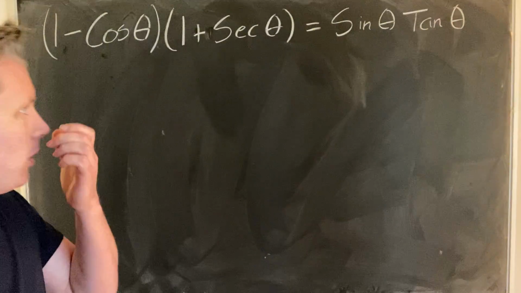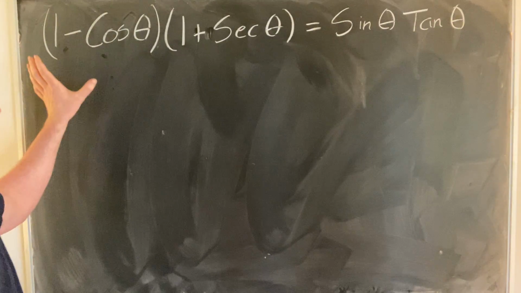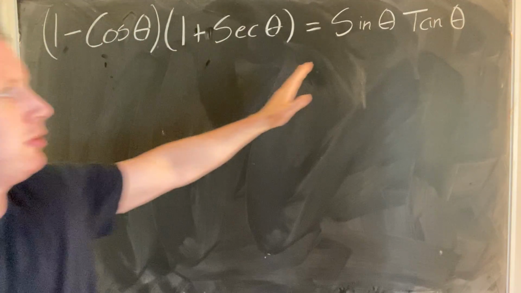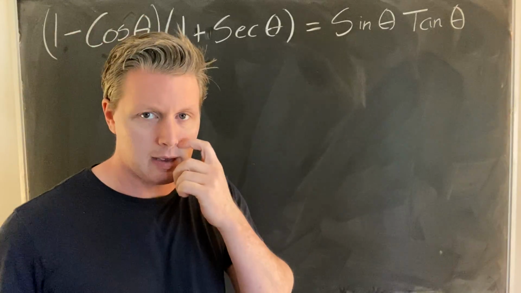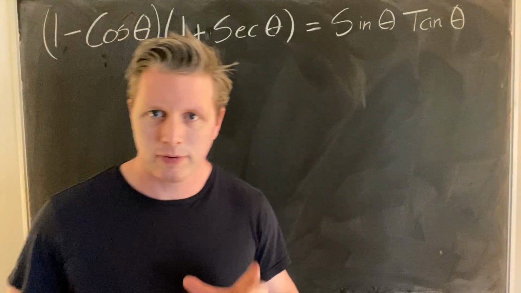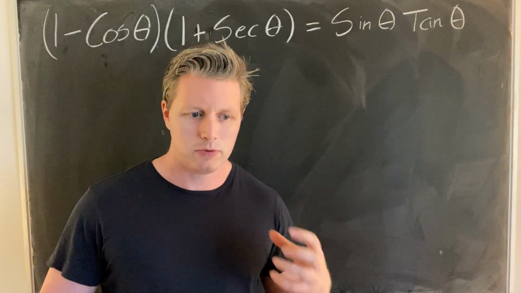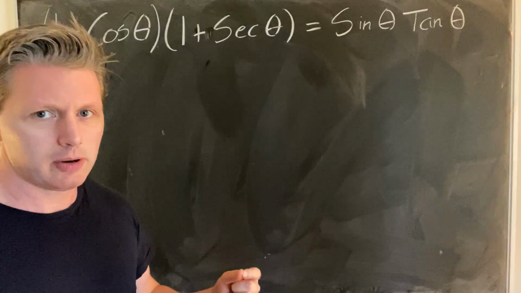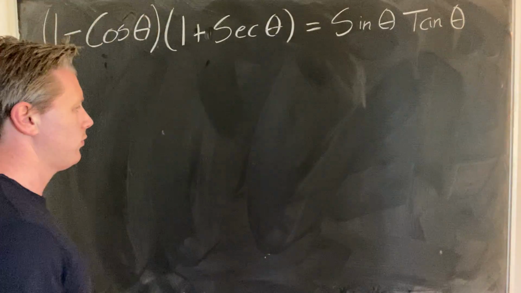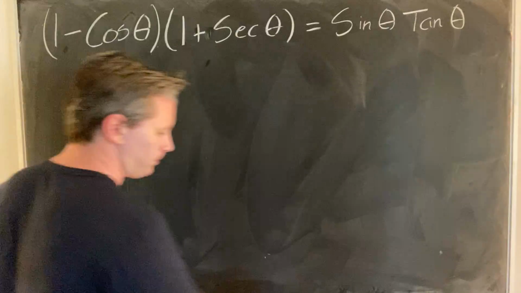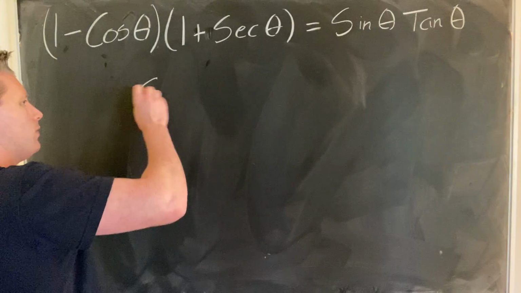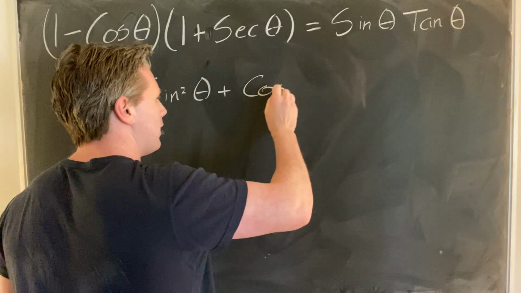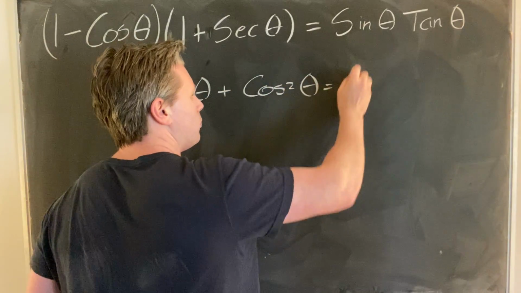Okay, so how do we go about showing that the product of these two things is actually equal to sine theta tangent of theta? A couple of things out the gate that I want you to always keep in the back of your mind. There's a couple of identities that are very, very important. So the first one is the following. It is sine squared theta plus cosine squared theta is equal to 1.